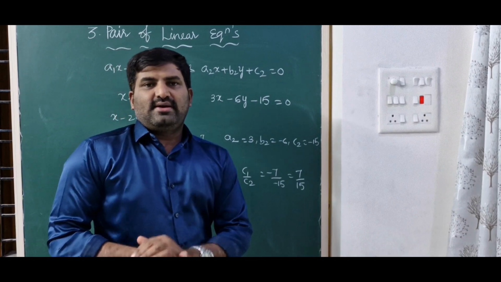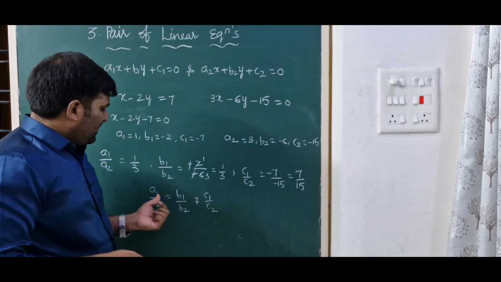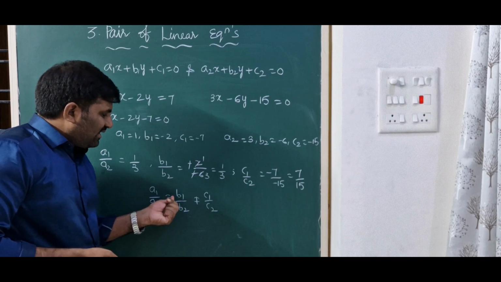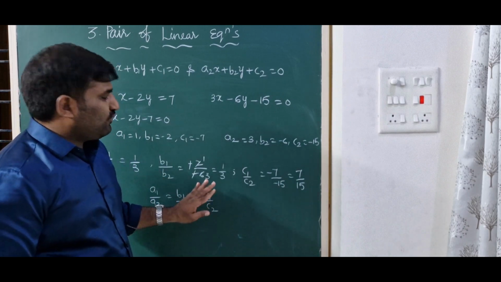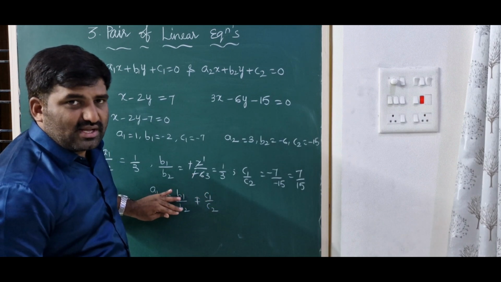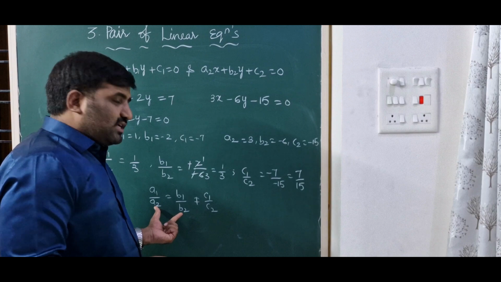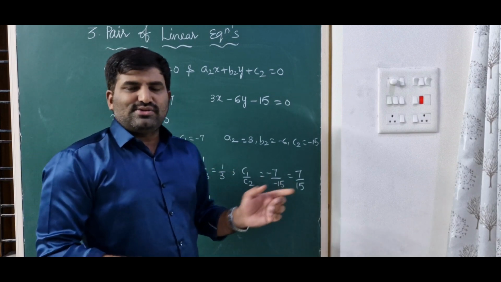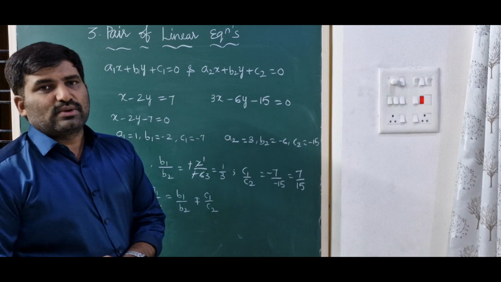In the same way you can find whether lines are intersecting or coincident. How can you identify it? Where a1 by a2 is not equal to b1 by b2, directly you can write it is intersecting lines. Then there is no need to find c1 by c2. If the first two ratios are equal, even the third ratio is also equal, that is c1 by c2 is equal to the first two, we can say that the lines are coincident.